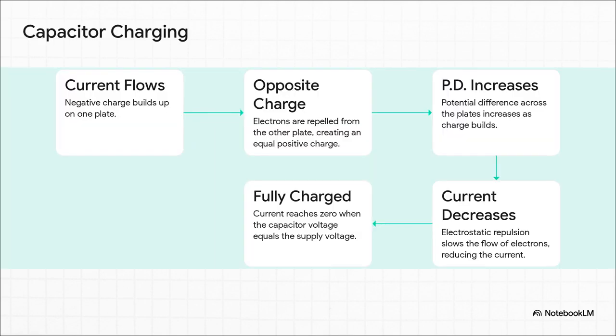So here's what's happening during the charging process. It's a pretty dynamic sequence. As charge starts to build up on the plates, it creates its own voltage that actually pushes back against the power supply. This opposition makes the charging current get smaller and smaller, until finally the capacitor's voltage matches the source's voltage and the current stops completely.